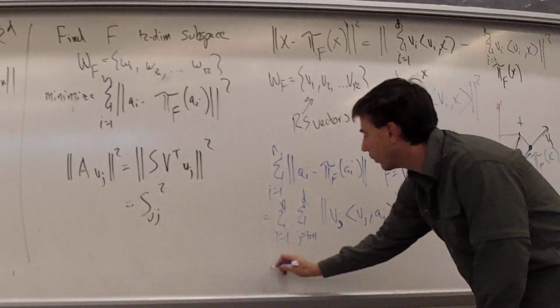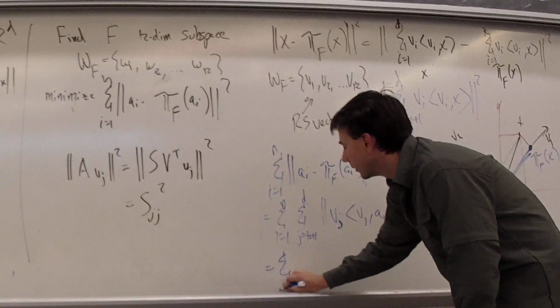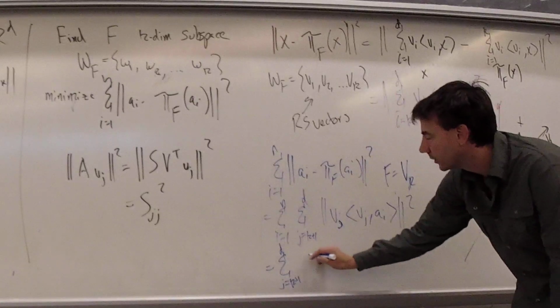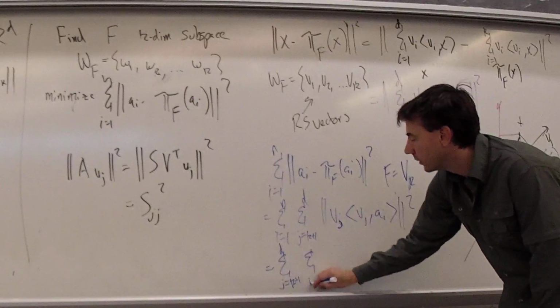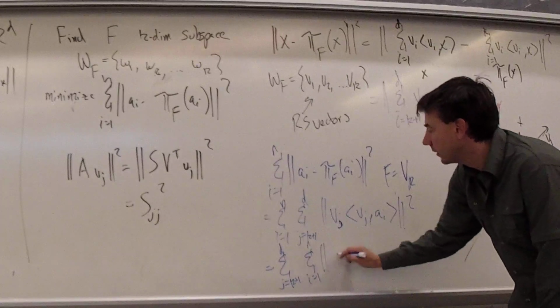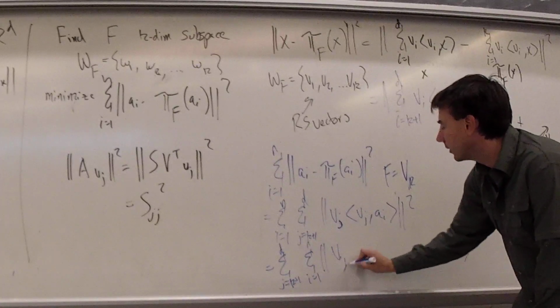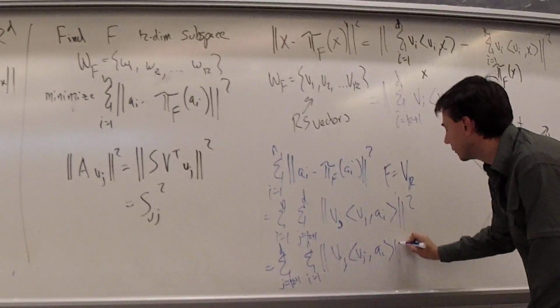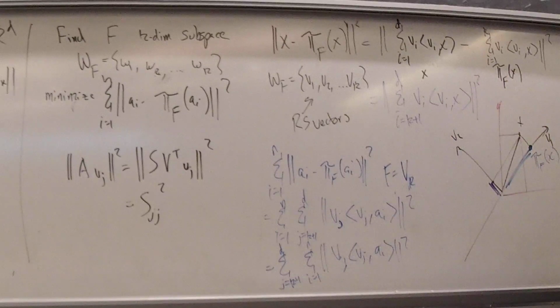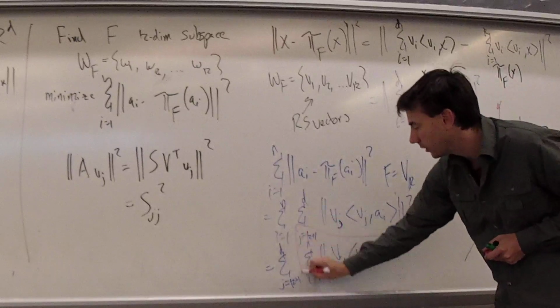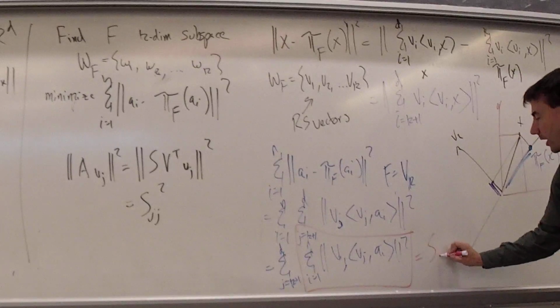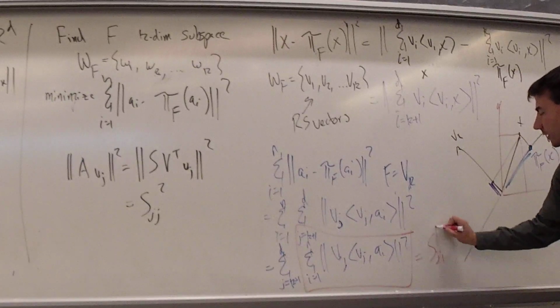Now I can swap the order of operations. I can sum over j from k plus 1 up to d, and i equals 1 to n. I get the same thing here; I've just switched the order of the sum. But what's nice is that this quantity here is going to be equal to sjj squared.